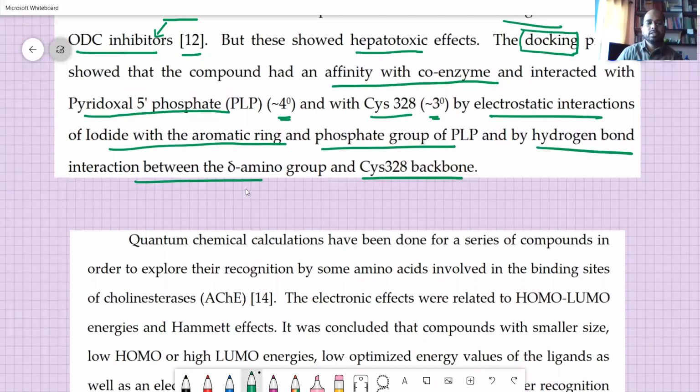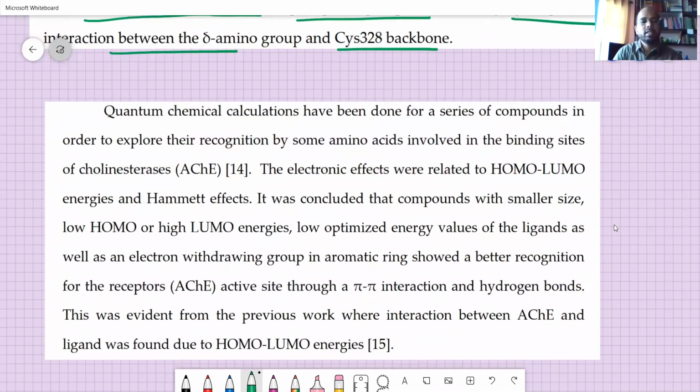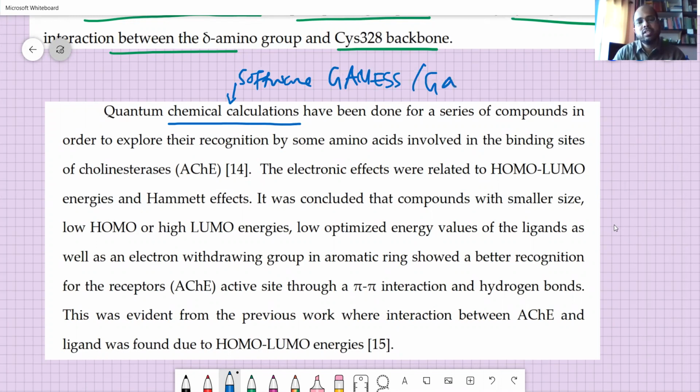Okay, so this is the knowledge of the chemistry there, and slightly something about the quantum chemical calculations, which are done by the software. For example, I have told you, GAMESS, the General Atomic and Molecular Electronic Structure System, is free of charge, and Gaussian is costly. Calculations have been done for a series of compounds in order to explore the recognition by some amino acids involved in the binding sites of choline.